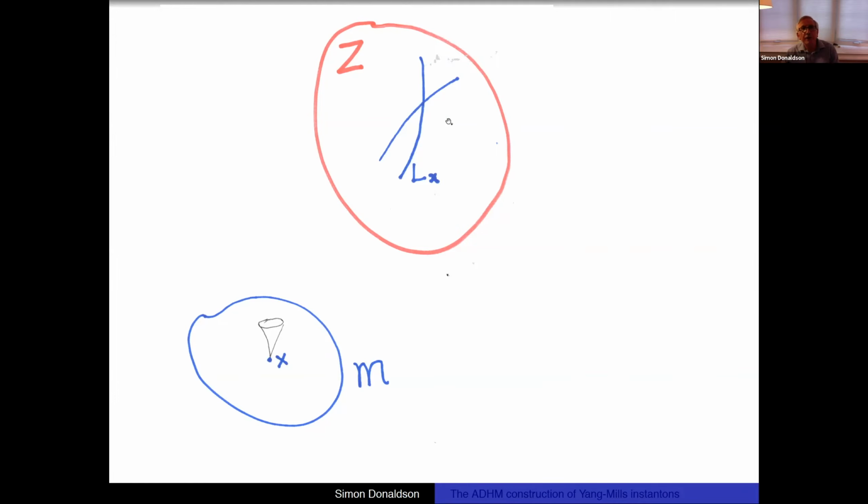which intersects Lx. So if we take two generic lines in our three-dimensional manifold, they won't intersect. There'll be a codimension one set where they do, and if we take the tangent cone of that at x, that gives the null cone of our quadratic form.